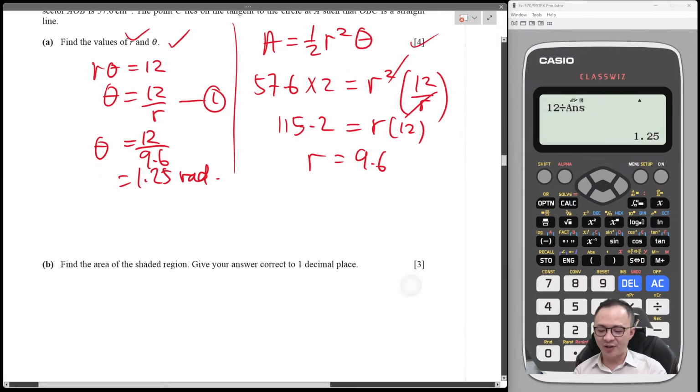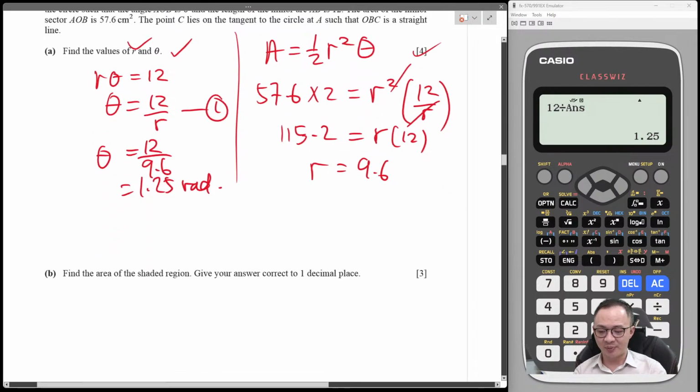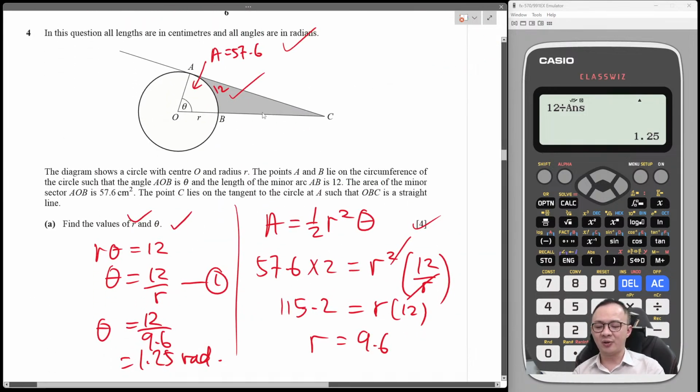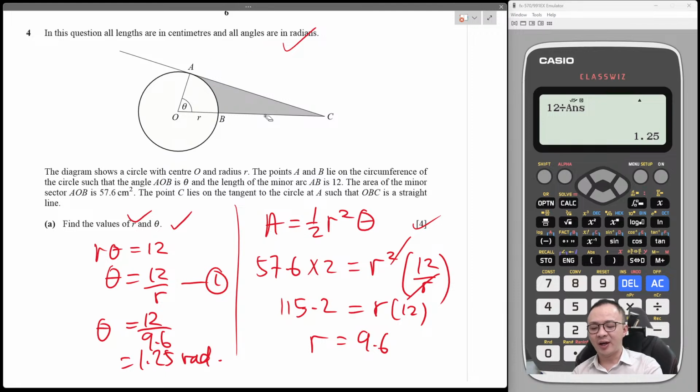Find the area of the shaded region, give your answer to 1 decimal place. 3 marks, okay. I want to find the shaded region. My logic is quite simple. Since I know the area of the sector is 57.6, which is given, I just need to find the area of the triangle, and then I use the triangle to minus the sector. I get the area of the shaded region. So the triangle, I will need to find.